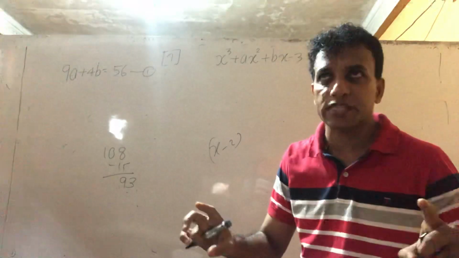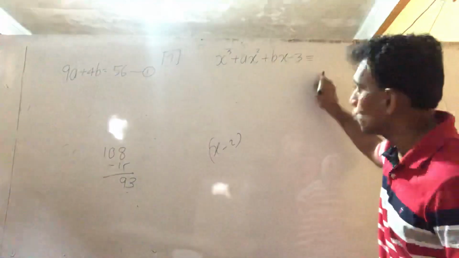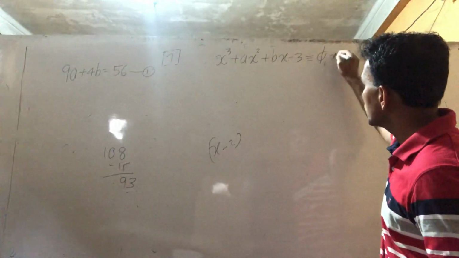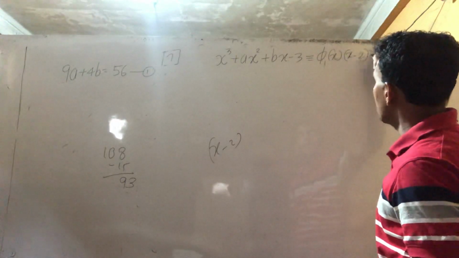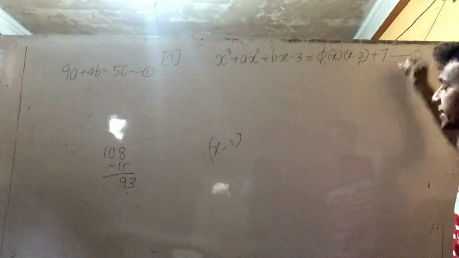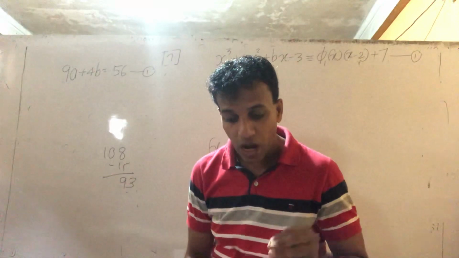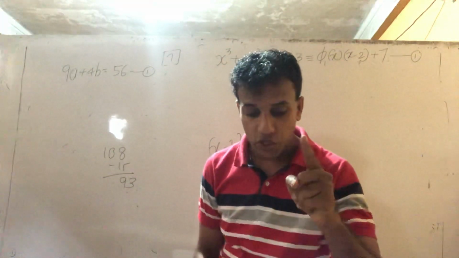Complete that sentence first. Therefore, the polynomial is identically equal to quotient into divisor plus the remainder, which is 7. See, number 1, first equation, right? The polynomial divided by that, the remainder is 7.